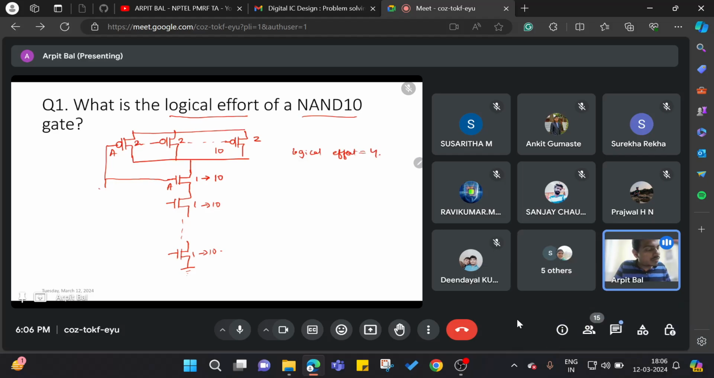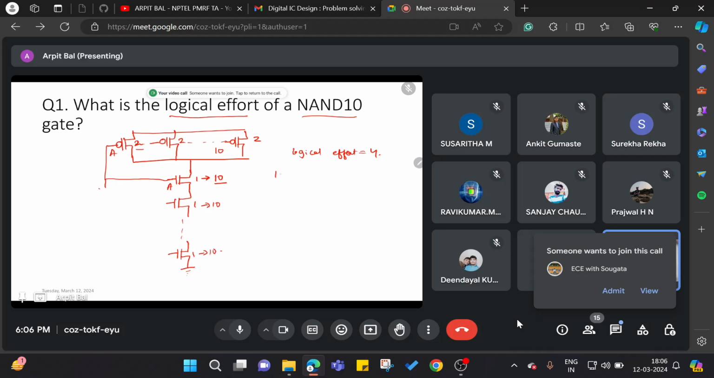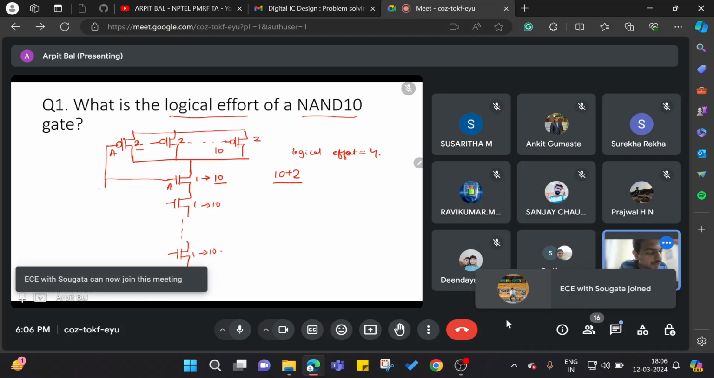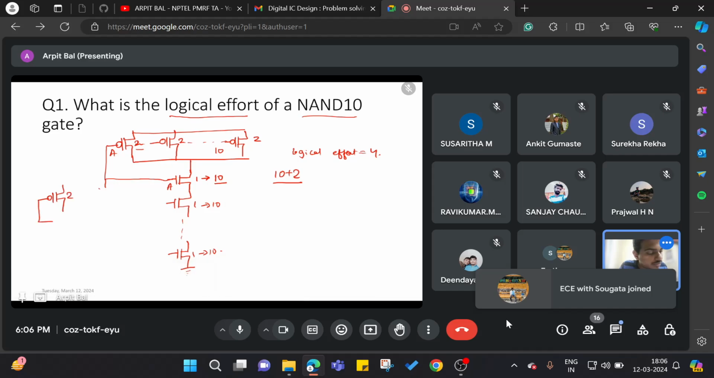And how is it? It is 10 plus 2 divided by the logical effort of the reference inverter. So the reference inverter's will be, this will be 2 and this will be 1, right? So 10 plus 2 by 2 plus 1, that is 12 by 3, that equals 4.